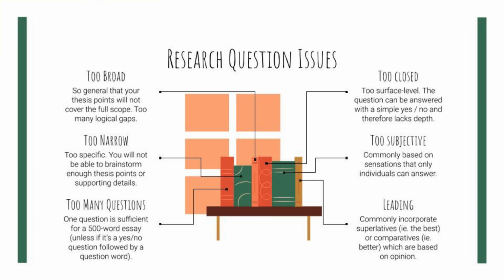So, number one, too broad. Sometimes we write questions which are so general that your thesis points can't really cover the full scope of your question or your topic. There are too many logical gaps. Now, it's difficult to really pinpoint exactly where too broad is versus too specific or too narrow, which we'll talk about next. But these are the two most common issues with research questions.